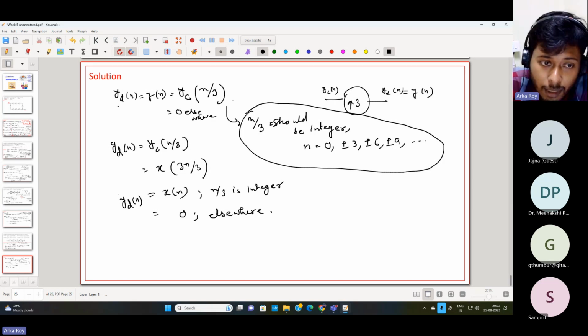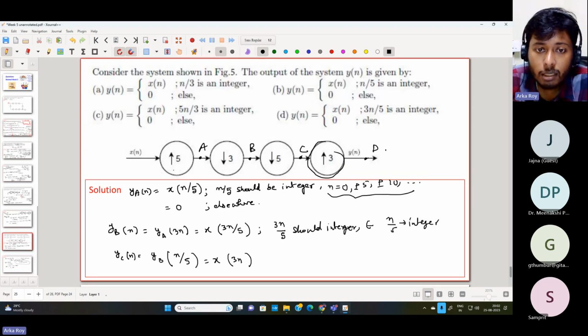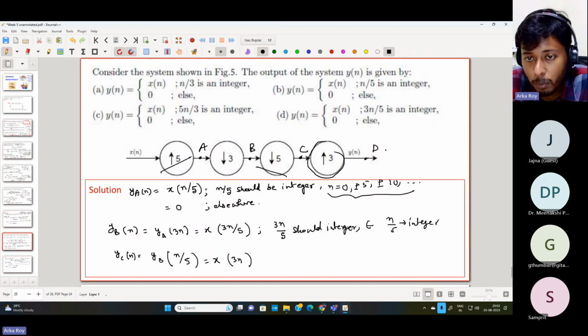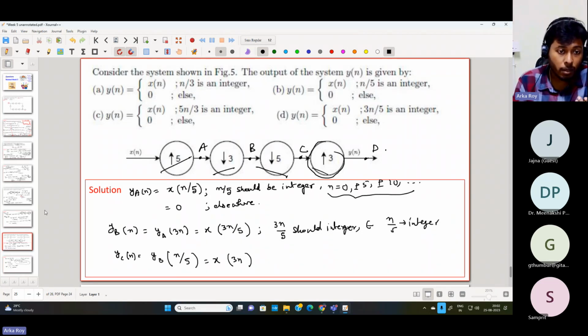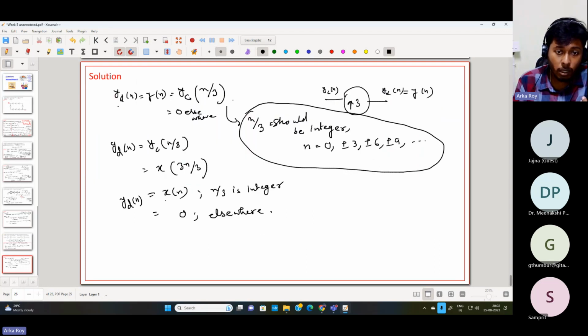That means, even if it looks like we are doing the upsampling operation by 5, downsampling by 5, and then downsampling and upsampling, one may think that anyway I will get x of n. That may be true in some sense: you will retain some particular sample values of x of n, but you will not get the exact representation. That is what I have shown in this particular example.